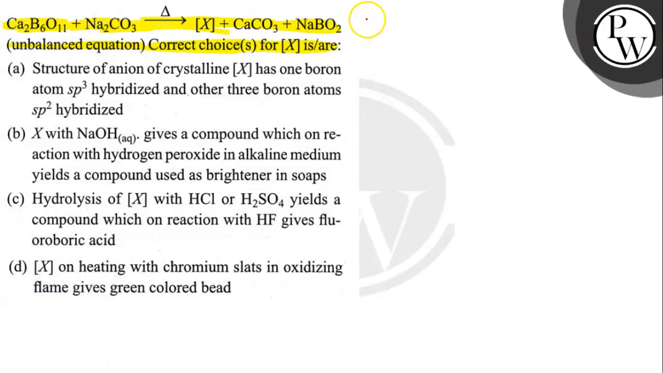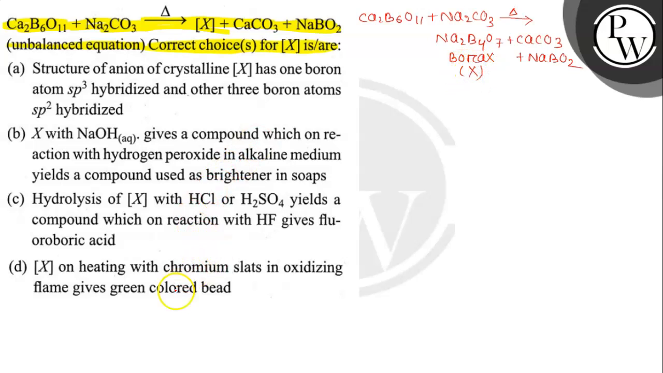First, we'll write the name of X, that is, which compound is X. Then we can easily find the correct choice for the unknown compound X. When Ca2B6O11 reacts with Na2CO3 and both are heated, it forms X. So here X is borax, that is Na2B4O7 plus CaCO3 plus NaBO2. So this is the whole reaction, and here X is borax.